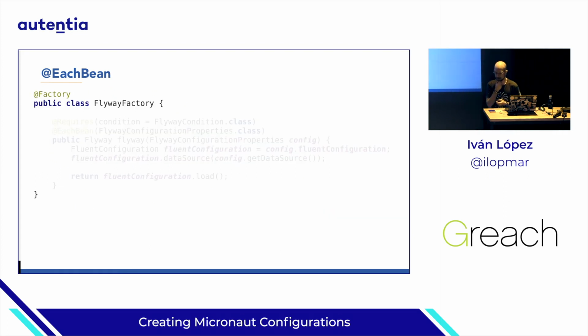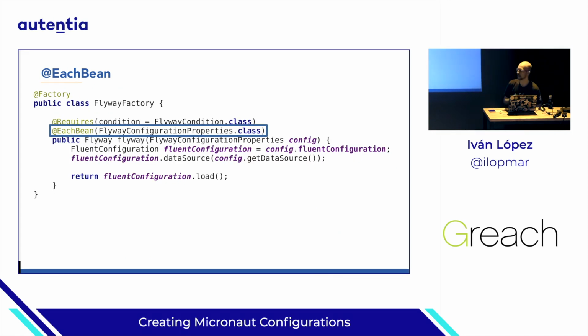And finally, the last piece of the puzzle is this. We have created multiple configuration properties with @EachProperty, but how do we associate that with our factory? Remember, in the first slide, we have the factory. So now what we use is @EachBean, and this is going to be just like the same. Micronaut is going to iterate over all the flyway configuration property beans, and it's going to inject a different bean per iteration.